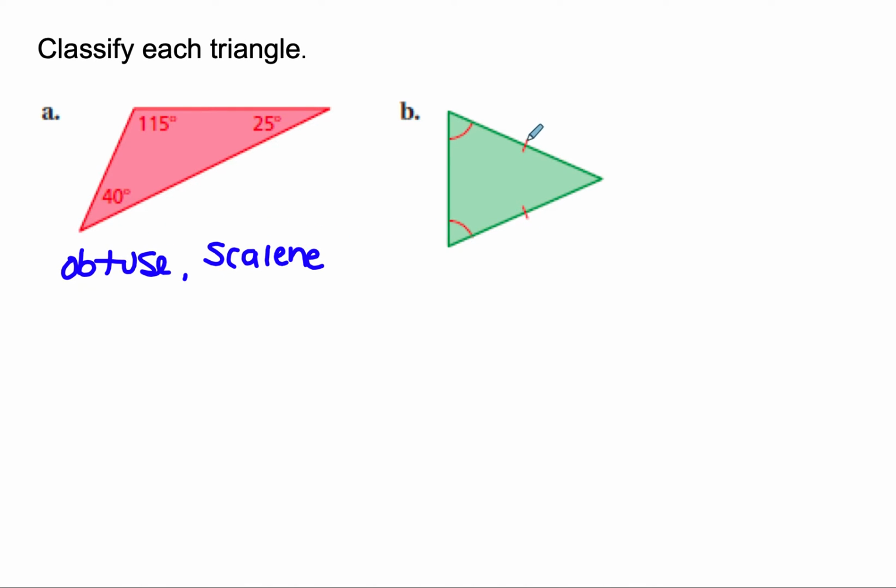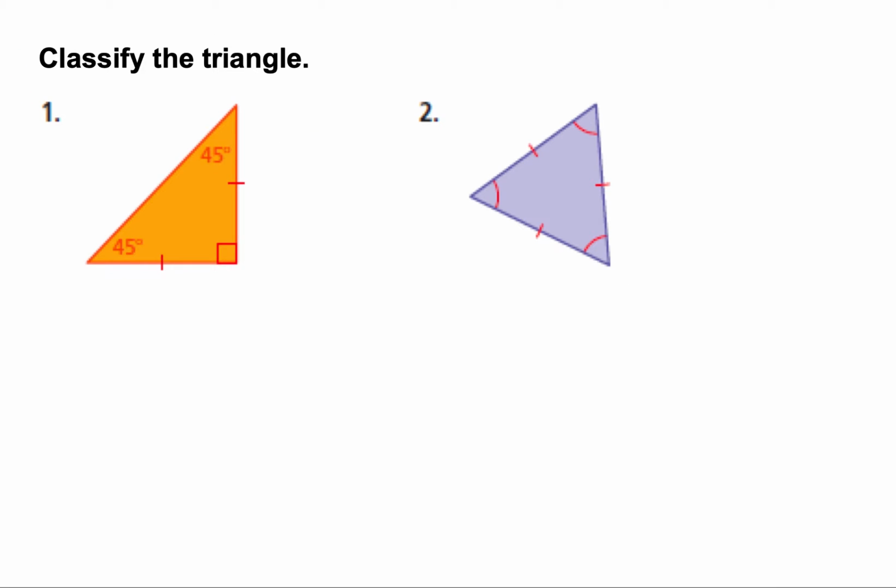All right, B, we've got two sides that are the same, and then these two angles, the little red marks here, tell us that those angles are the same as well. So because we have two equal sides, that's going to be isosceles. And then we have all acute angles, so it's going to be acute. Isosceles, acute for that one. Okay, go ahead and pause the video and try these next two on your own.